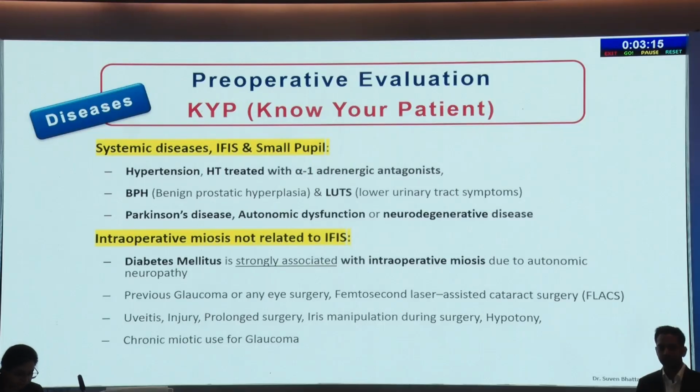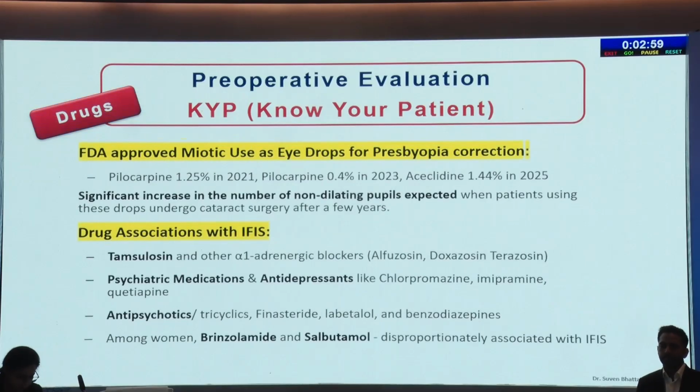We found that hypertension has an association with small pupils, IFIS, no. Intraoperative miosis, diabetes is a significant cause of intraoperative miosis. We tend to overlook that. It is a very common cause. And then there is a host of conditions and diseases. Parkinson's disease is strong. Now we have these presbyopia correction miotics, which are going to be a pain after a few years. You are going to have poor mydriasis in these cases.